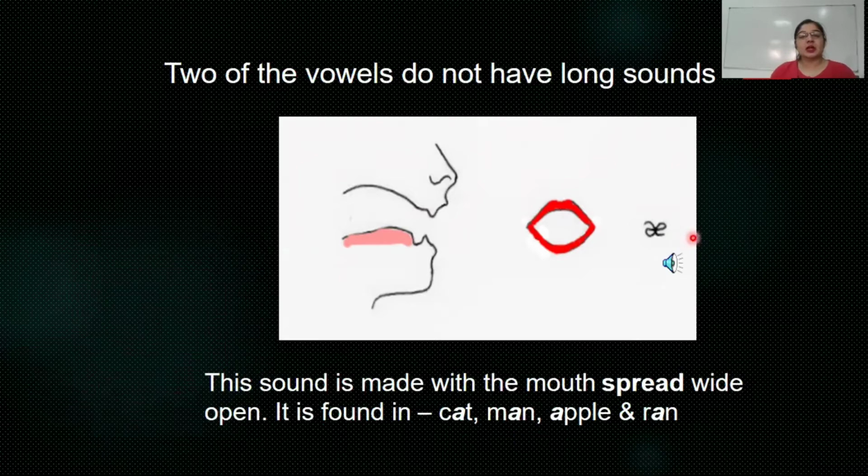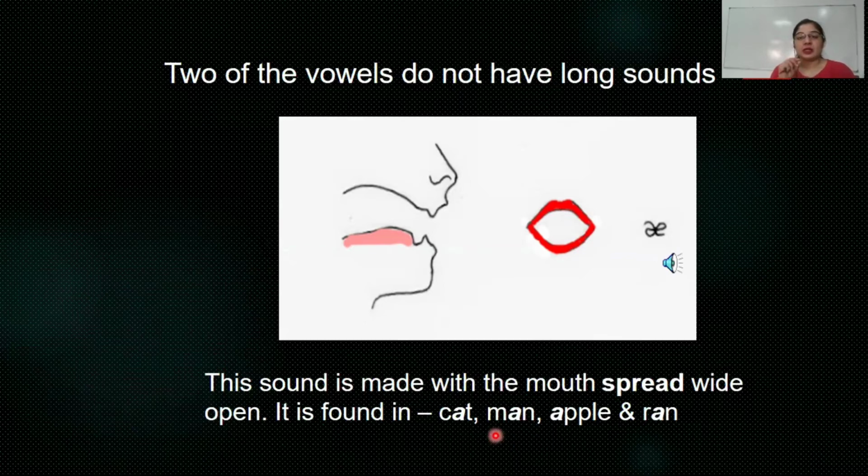Now this is a sound. Two of the vowels do not have long sounds. This sound is made with the mouth spread wide open. It is found in cat, man. Notice my mouth: man, apple. Here the mouth is wide open.